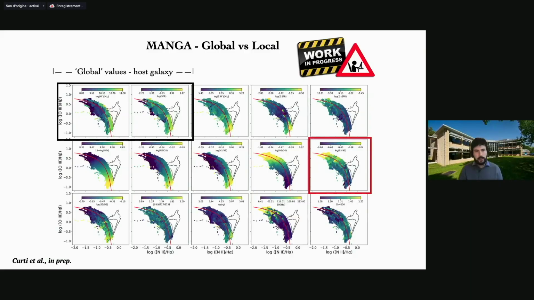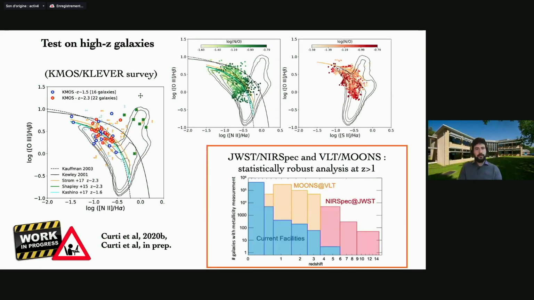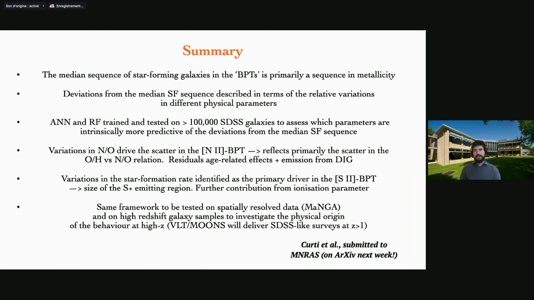So this is it. Next, I'm done. So the next thing, of course, is to test it on high redshift galaxy samples, in particular with JWST and MOONS, which will allow SDSS-like surveys at redshift higher than 1. And I'll just leave my summary slide here.